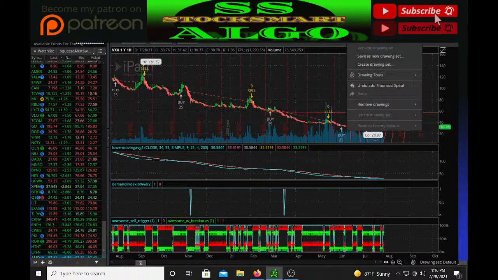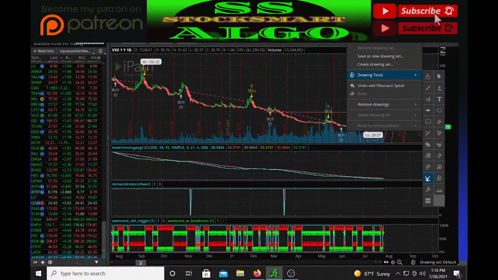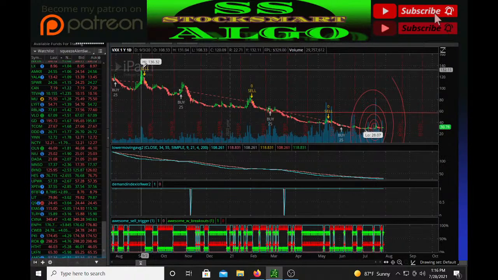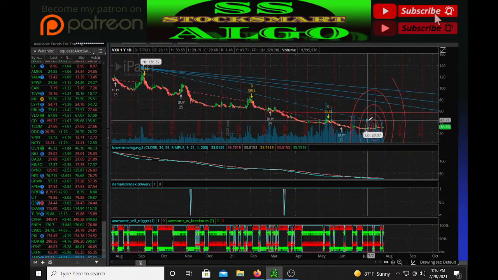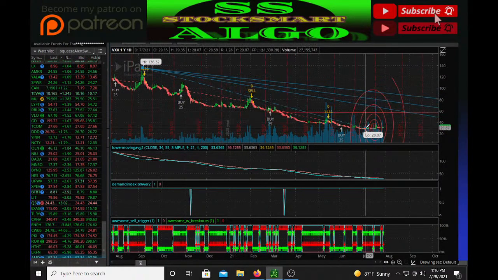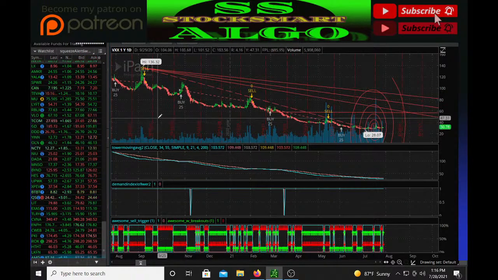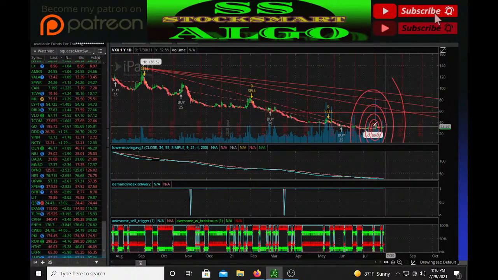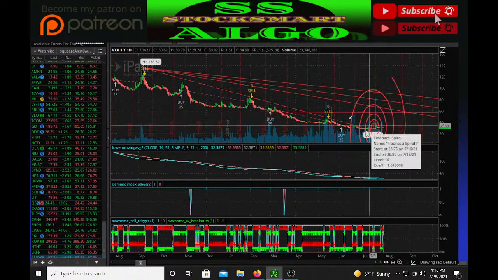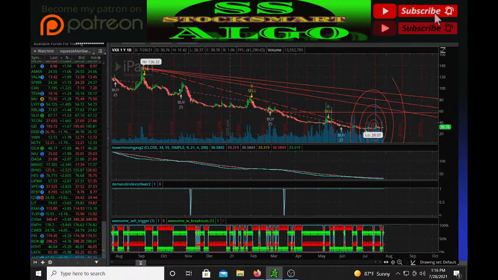Okay. And let's pull up another Fibonacci tool here. Let's see. We can do our fans or our Andrews pitchfork here. Let's do a Fibonacci fan. And we'll draw that from our swing high to our swing low. Okay. And that'll give us a nice set of trend lines to follow there.